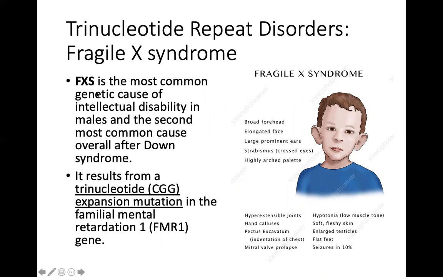So, it is the most common genetic cause of intellectual disability in males and the second most common cause overall after Down syndrome. So, again, tandaan nyo itong CGG, ha? CGG, ito yung trinucleotide na involved in Fragile X syndrome. Trinucleotide CGG expansion mutation in the familial mental retardation FMR1 gene. So ano yung characteristics, yung features ng Fragile X syndrome natin.